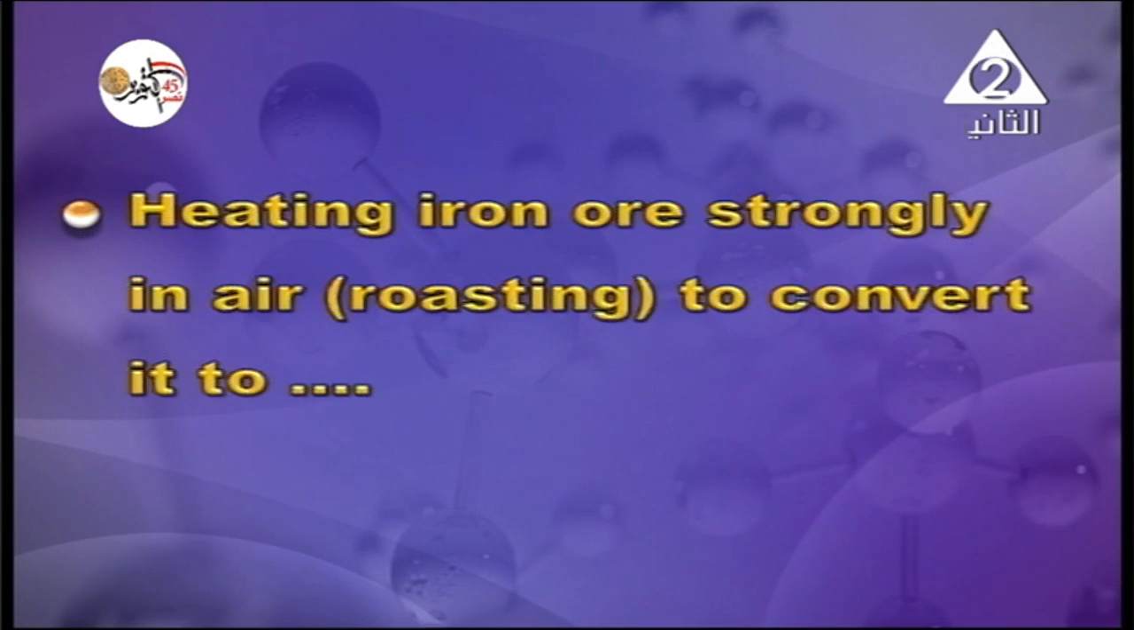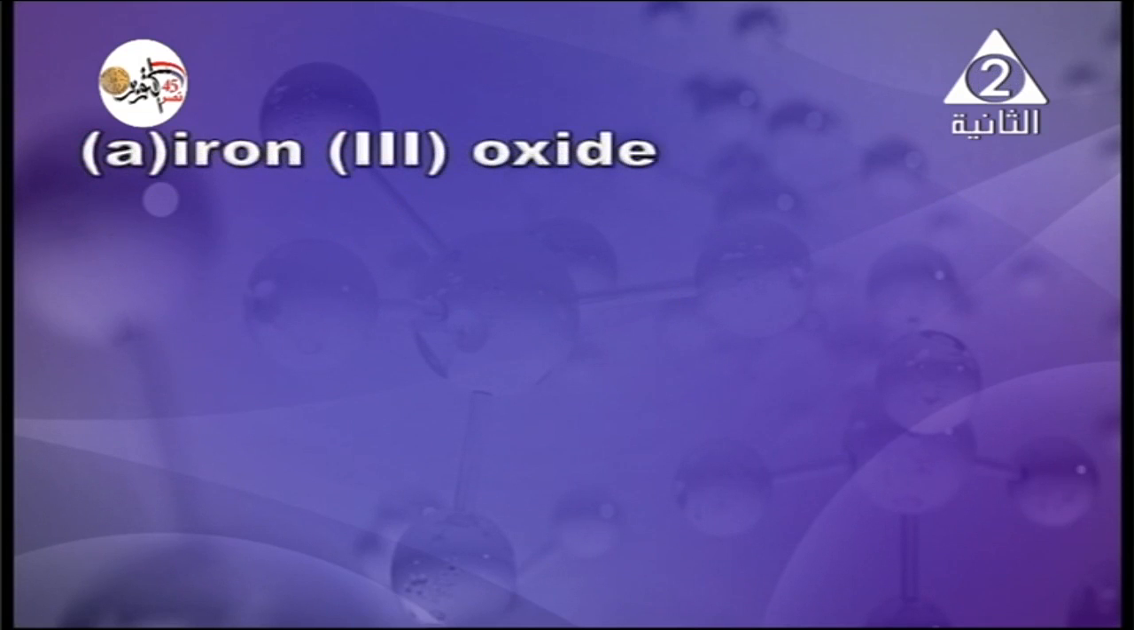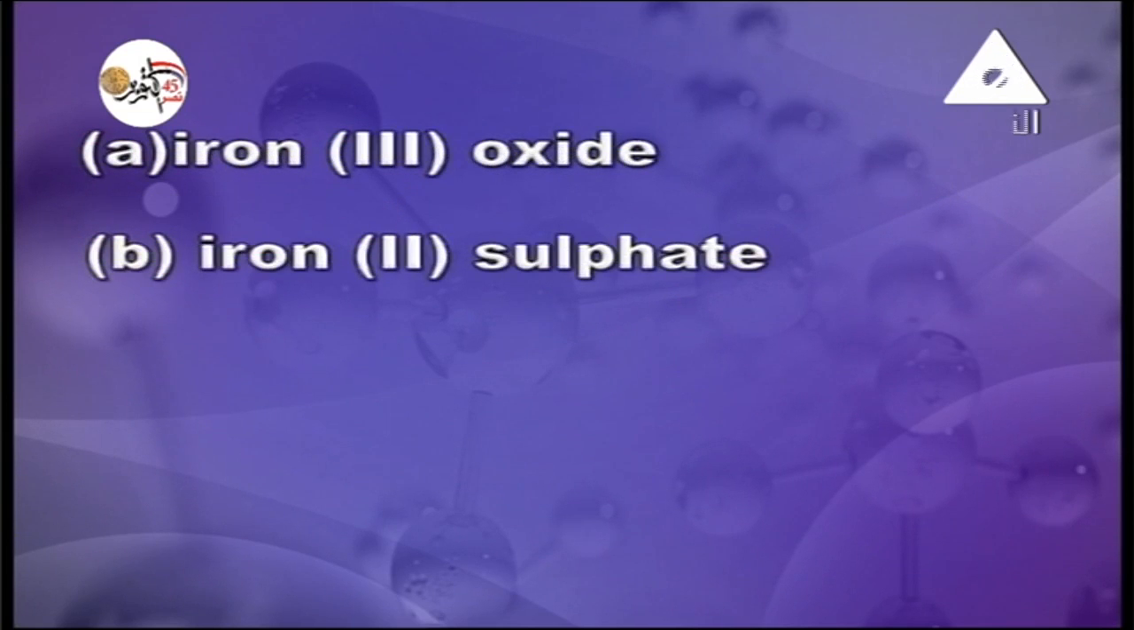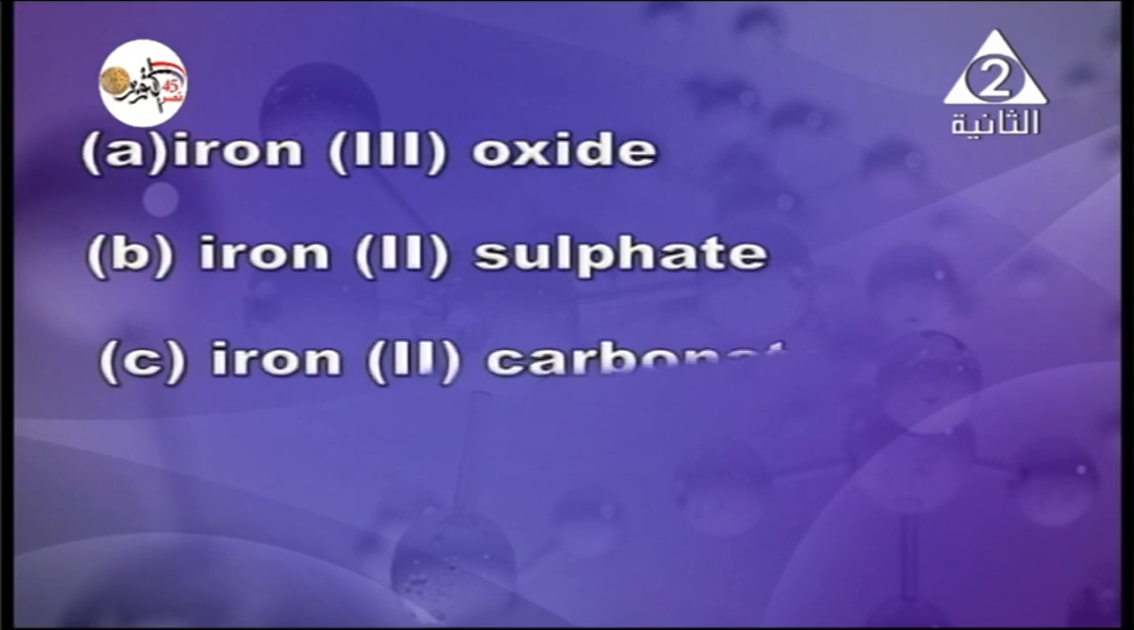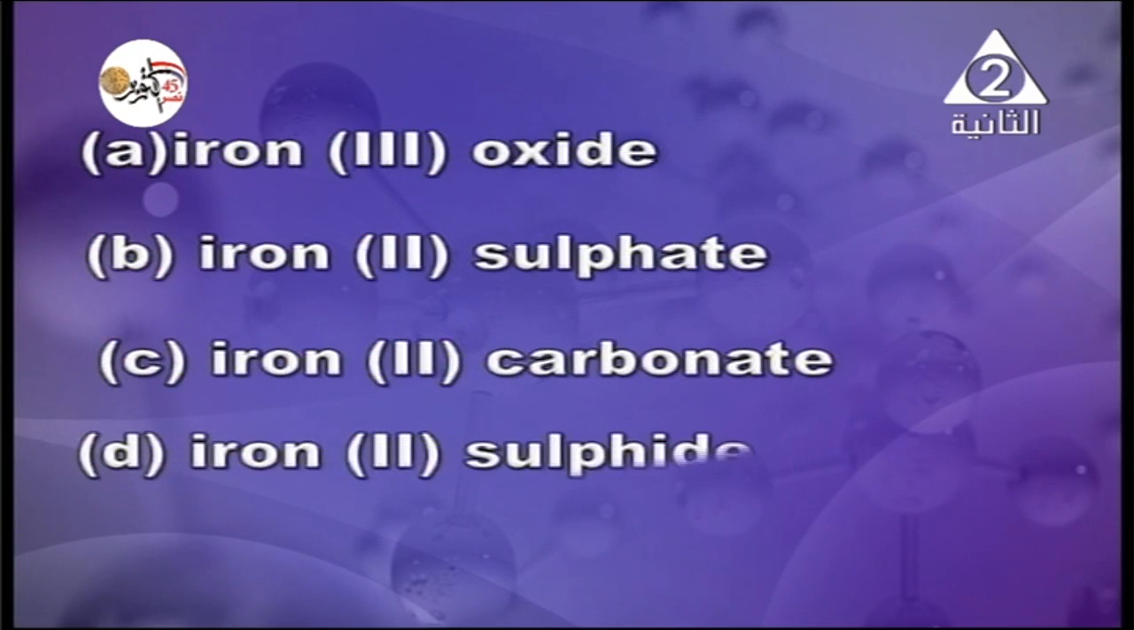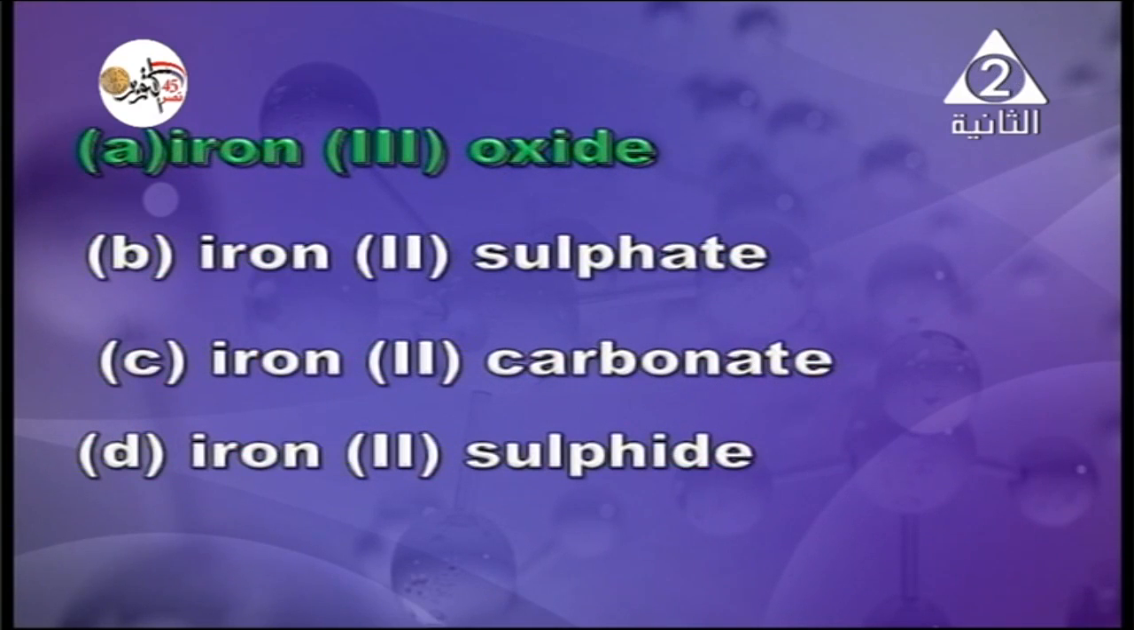Next point. Heating iron ore strongly in air, which is called roasting, converts it to what? Iron, iron(III) oxide, iron(II) sulfate, iron(II) carbonate, iron(II) sulfide. If you think about it and write the chemical equation, it will be iron(III) oxide.